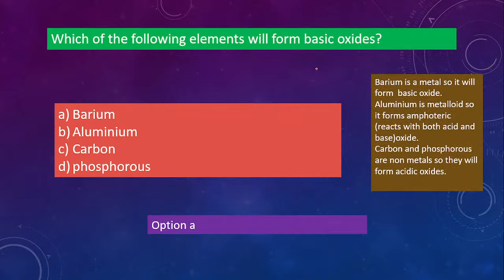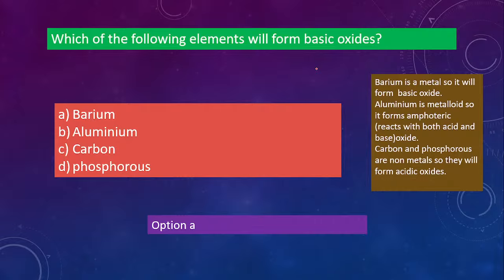Now why? Because barium is a metal and metals form basic oxides. Non-metals form acidic oxides. Barium, since it is a metal, will form basic oxide. Now, why not aluminium? Aluminium is neither a metal nor a non-metal. It is a metalloid, and metalloids come between metals and non-metals. So aluminium forms amphoteric oxides. It is amphoteric in nature because it is a metalloid, so it can react both with acid as well as base.